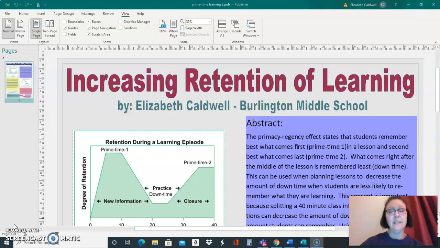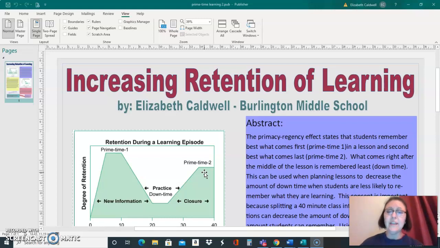It tells us basically that the very first part of the lesson and the very end are the two portions that students learn the most and remember the most. So within one lesson, we have the beginning prime time, then some downtime, and then prime time 2 at the top. So what should we do with that information?